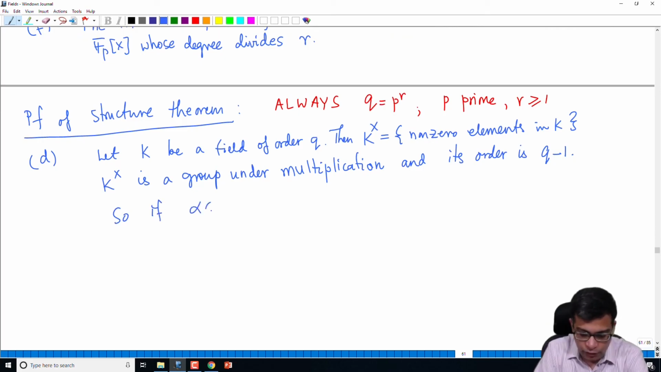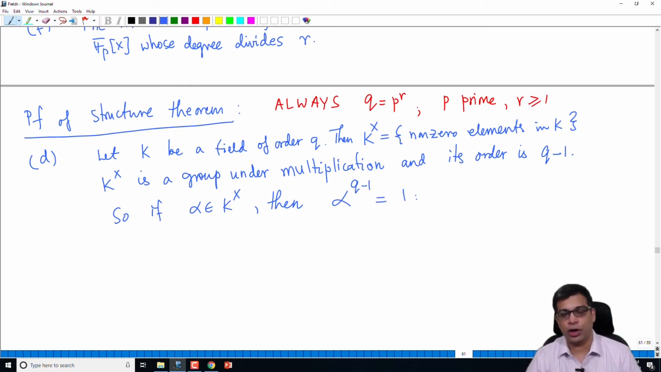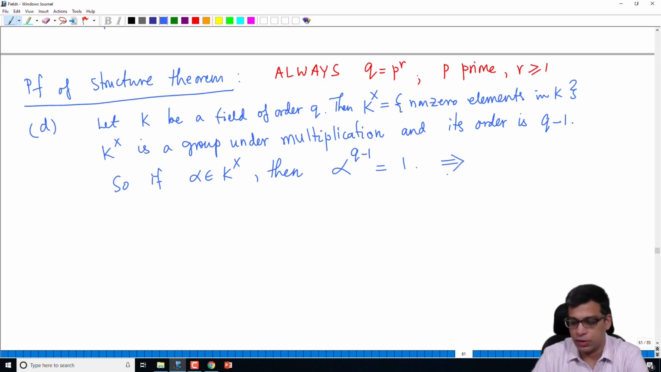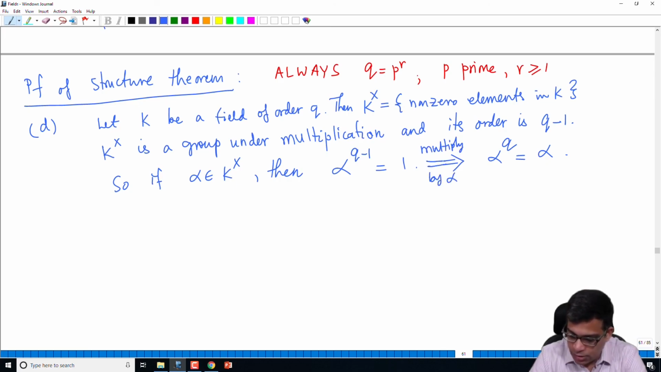So if alpha belongs to K cross, then by Lagrange's theorem, alpha power Q minus 1 is 1. If you have a group of order 100, every element has order dividing 100, so that element power 100 is the identity element. So alpha power Q minus 1 equals 1. Now if you multiply both sides by alpha, you get alpha power Q equals alpha. Alpha power Q minus 1 becomes alpha power Q, and 1 becomes alpha. So every element of K cross satisfies this.